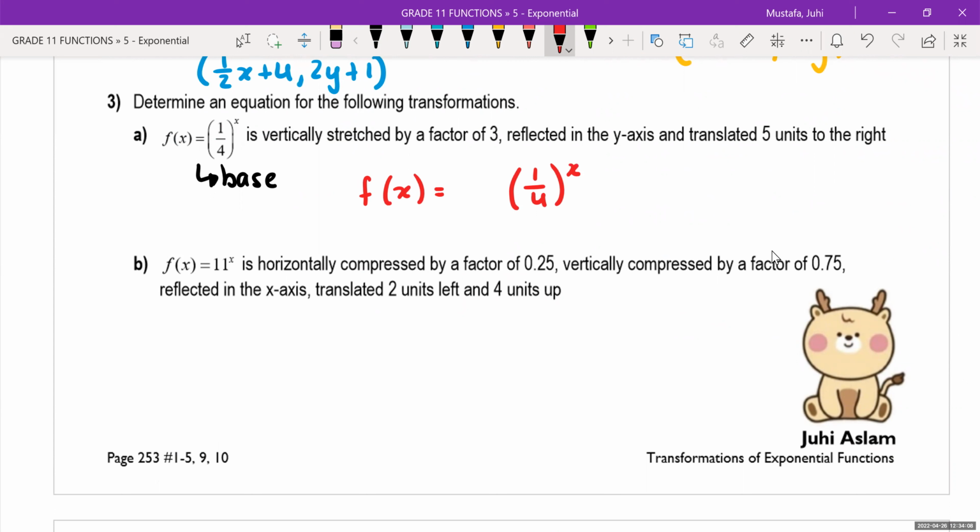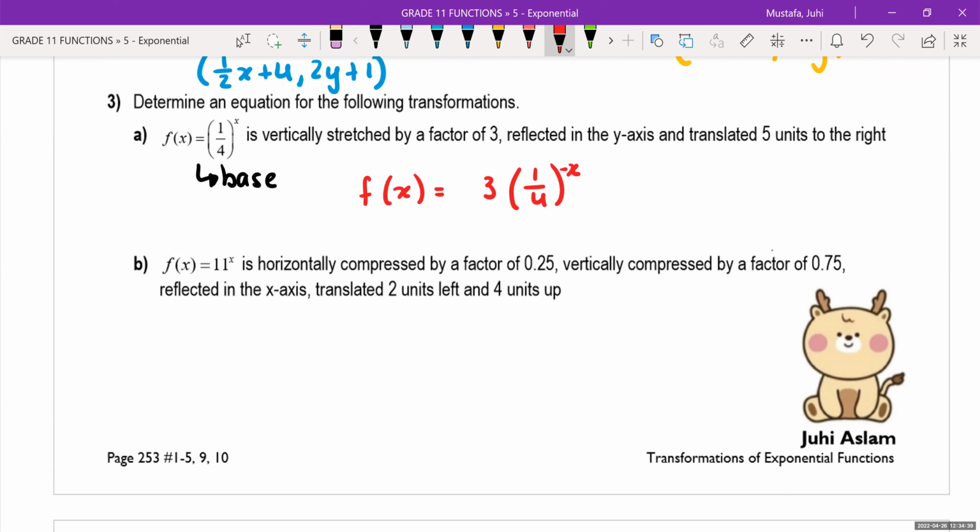Vertical stretch by a factor of 3 and reflected in the y-axis, both of those are going to go in front of the base. So we're going to have -3 over here, right? The negative means it's reflected in the y-axis, and the 3 means it's a stretch. I lied. Reflected in the y-axis means like this. Yeah, I actually just thought about that. It should be negative up here because it's actually a horizontal reflection. And then it's translated 5 units to the right.